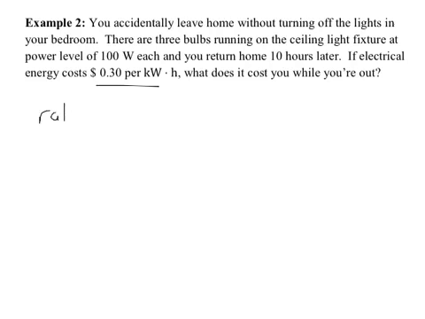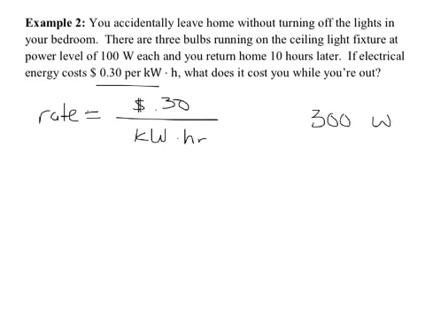So again, we'll list our rate to start. Our rate is 30 cents per kilowatt hour. You know that each light bulb runs on 100 watts. So right away we can think about the fact that we have 3 of those, so we're using 300 watts of power whenever this light fixture is on. That's the amount of power we're using, and it's on for 10 hours.